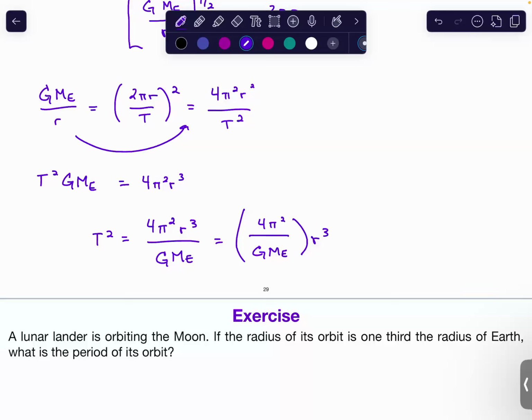So we get here. And so what you notice is that, yes, in fact, T squared is proportional to r cubed. And so again, what do we have to take something from a proportionality to an equals?